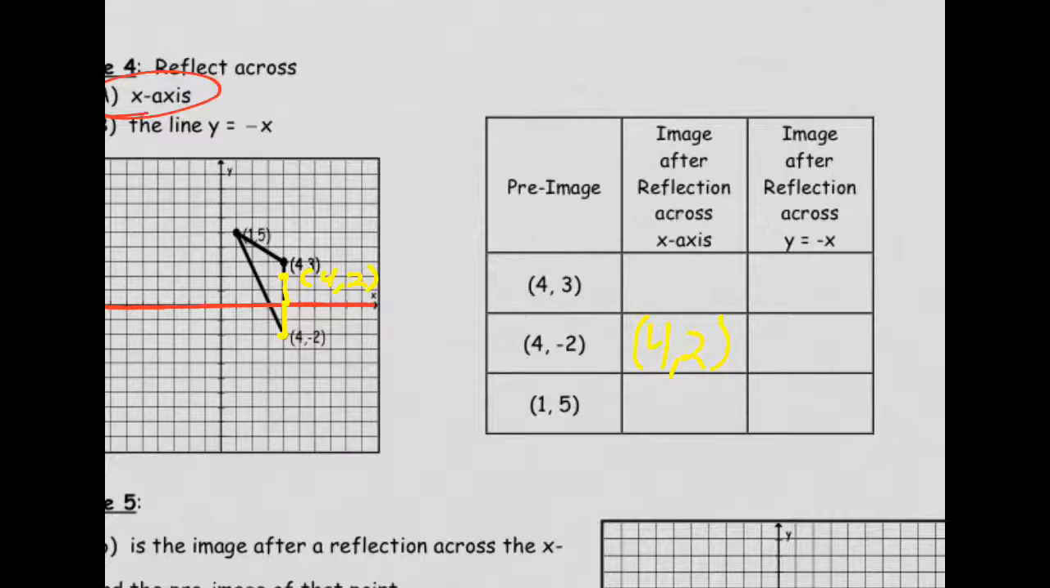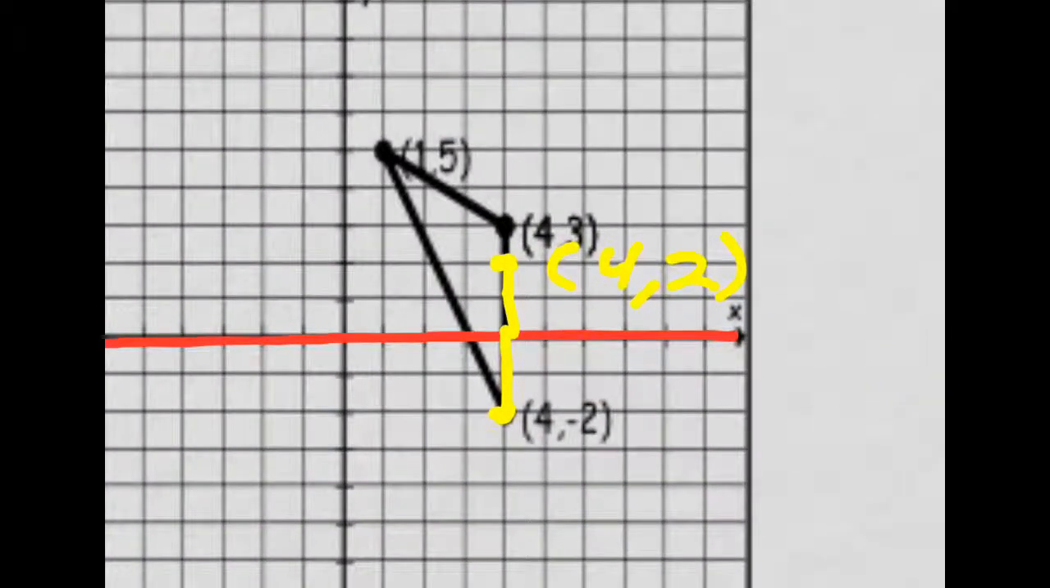I'm going to do 1, 5 next. There's my 1, 5. I go down 1, 2, 3, 4, 5, and so I have to go away the same amount. 1, 2, 3, 4, 5. And so now I'm at 1, -5.